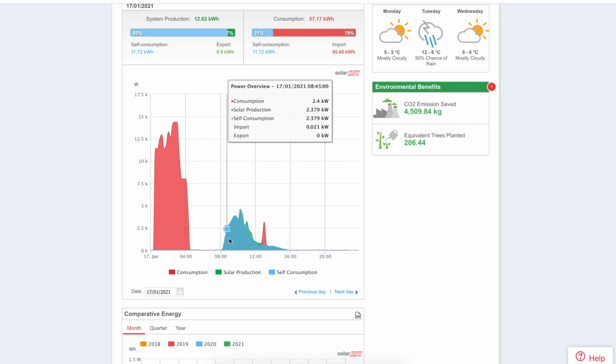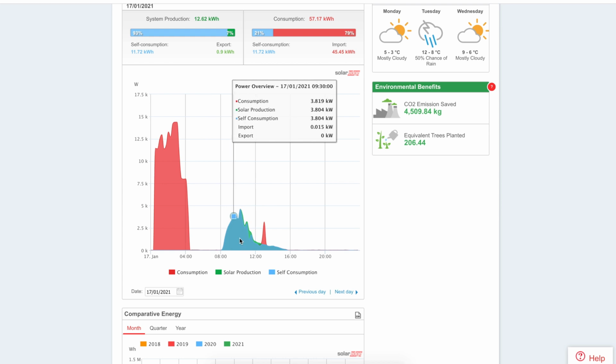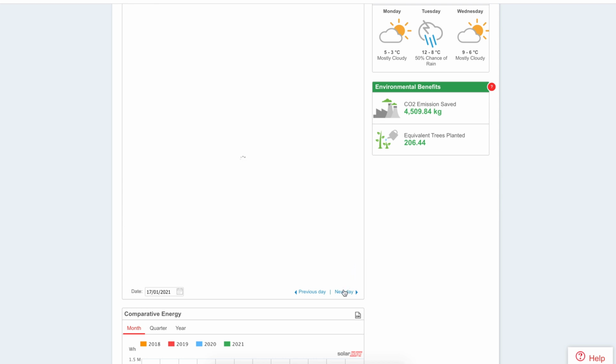We've got 12.62 kilowatt hours, peaking there, again, just over 4.6 kilowatts, weird little surge going on there, but apart from that, the rest of the day we're good. Don't need to pull from the grid till the early hours of the morning.